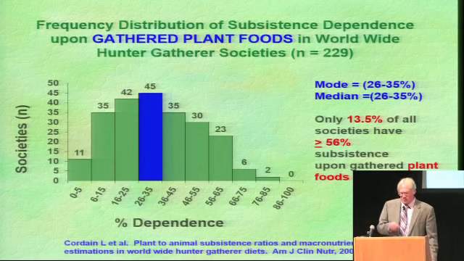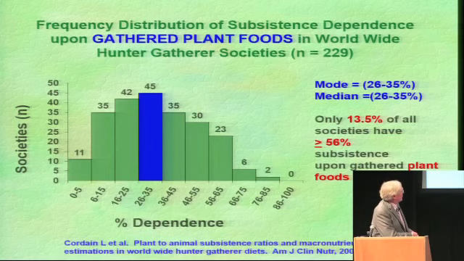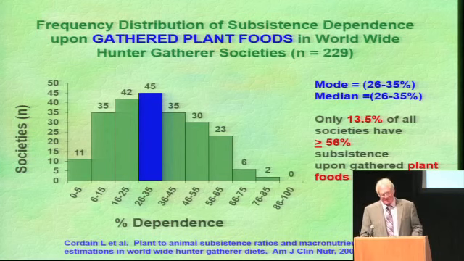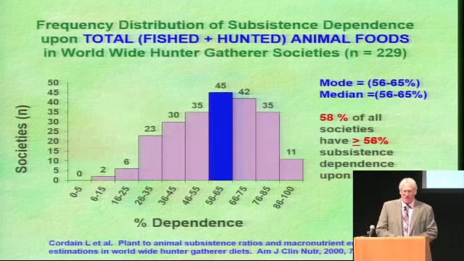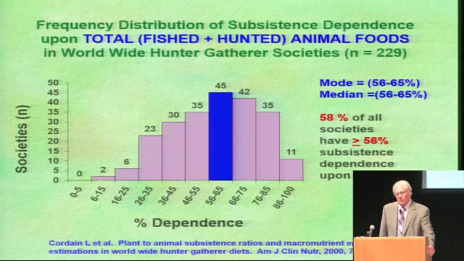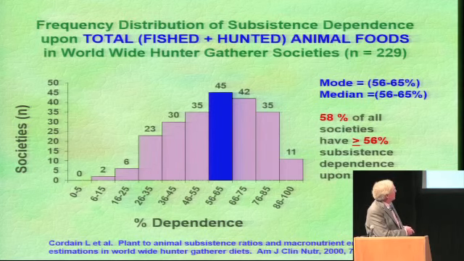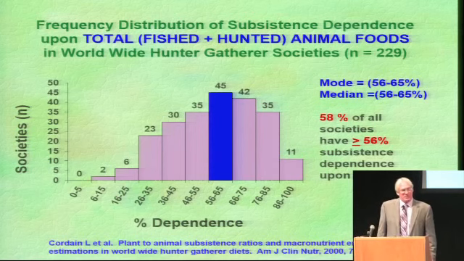And if you notice up here, there was not a single vegetarian or vegan society of all 229, and only 13.5% of these hunter-gatherer societies had greater than 50% of their calories from plant foods. So at least the ethnographic data is supportive of the notion that we were eating more animal foods, and that included hunted and fished and gathered animal foods as well. And so you can see here that the representative value, the mode and the median, falls in this 55 to 65%. So a little more than half of the calories to two-thirds seem to typically come from animal foods.